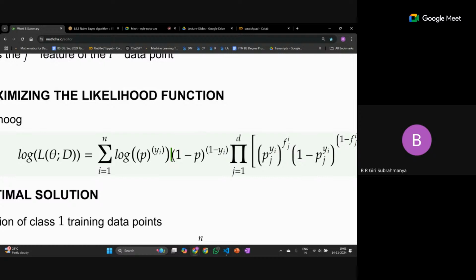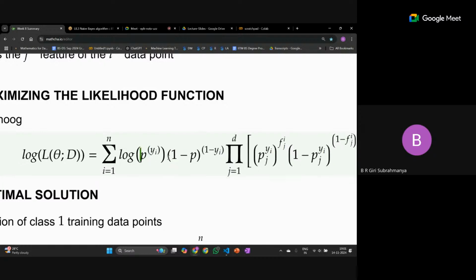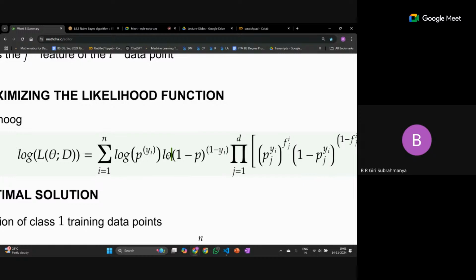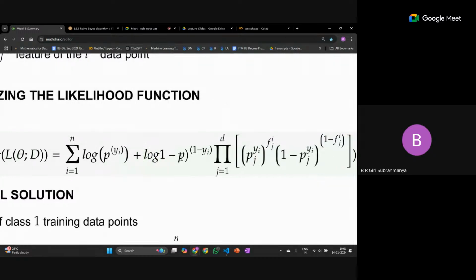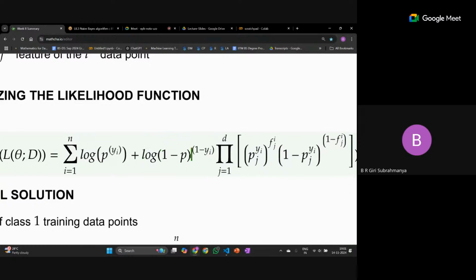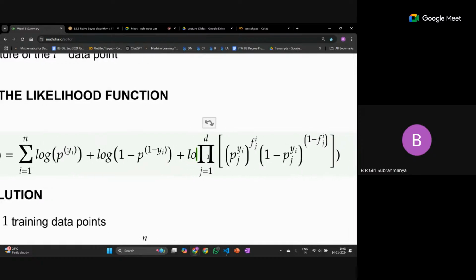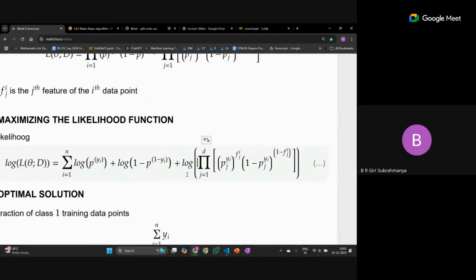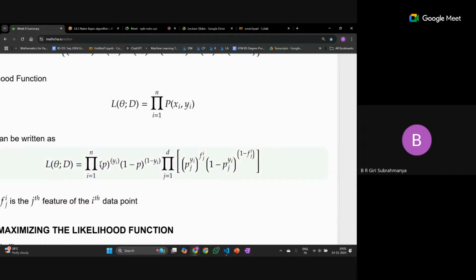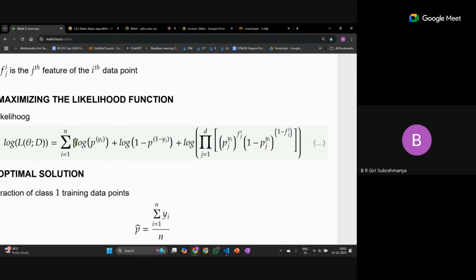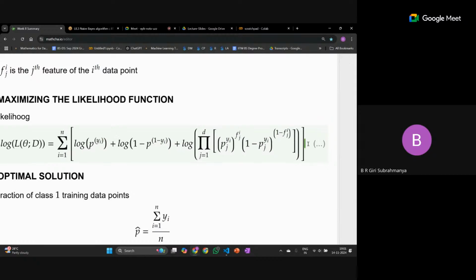Log here, plus log here, plus log here. So here there was one product, this was one product and this was one product. Now this entire thing was a product, so it became a sum of logs. So within the log itself, you have separated. Now for every data point, you have all these sums. Is the first step clear? For every data point, you're going to have all these sums.